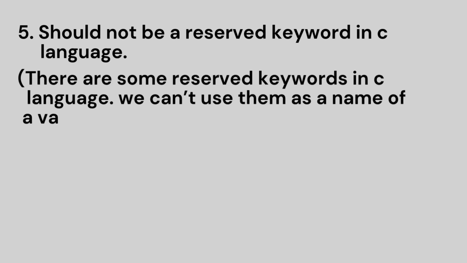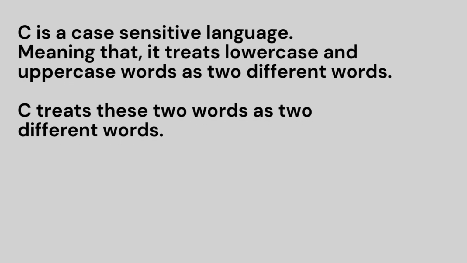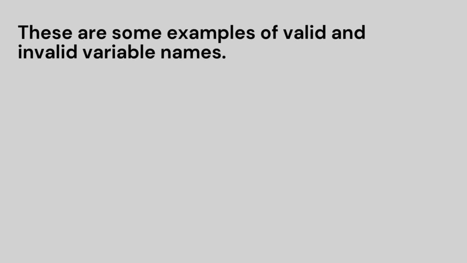There are some reserved keywords in the C language. We can't use them as the name of a variable. C is a case-sensitive language, meaning that it treats lowercase and uppercase words as two different words. C treats these two words as two different words. These are some examples of valid and invalid variable names.